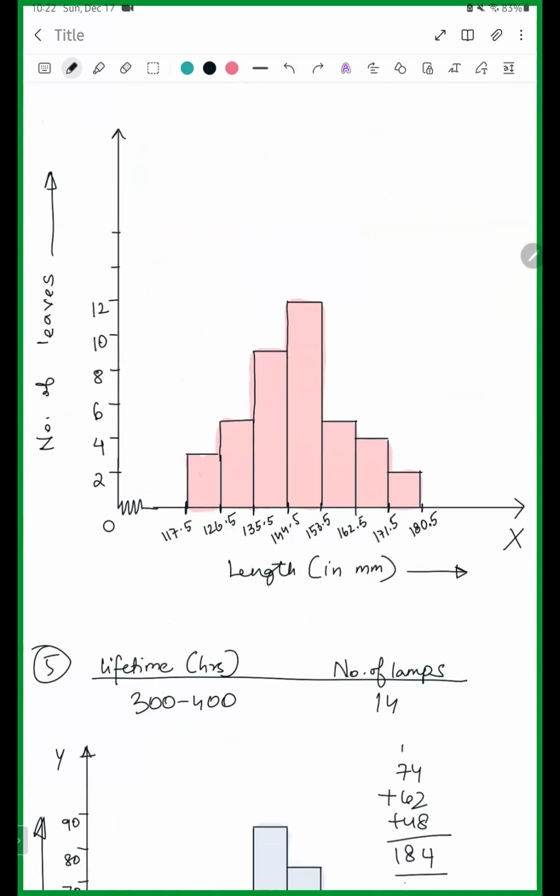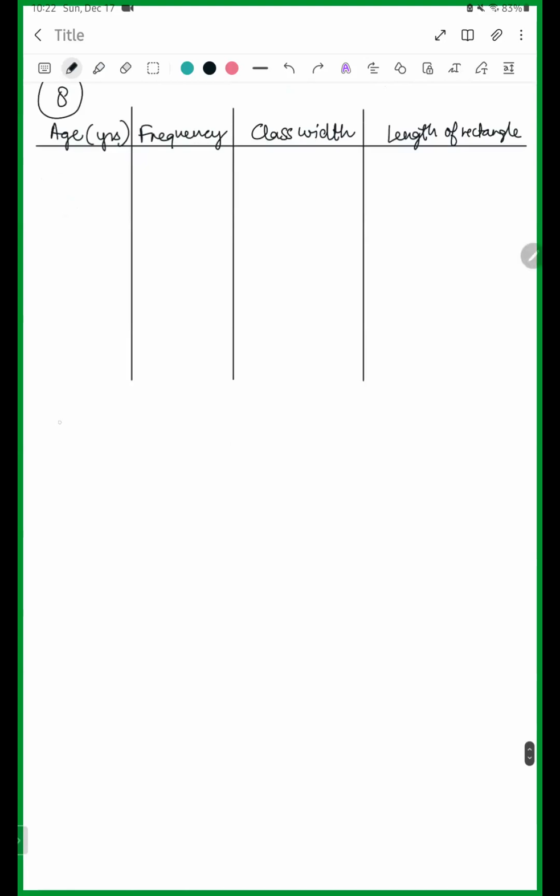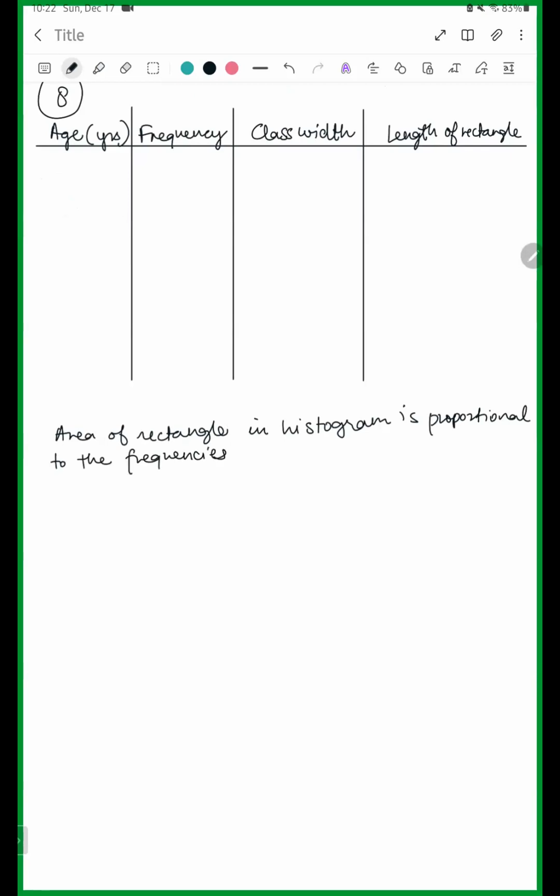So the class width, if it is more, then accordingly the rectangle size will change. So the concept of histogram is that, please write it down somewhere, that the area of a rectangle in a histogram is proportional to the frequency. What does this mean? You will understand when we do this question.